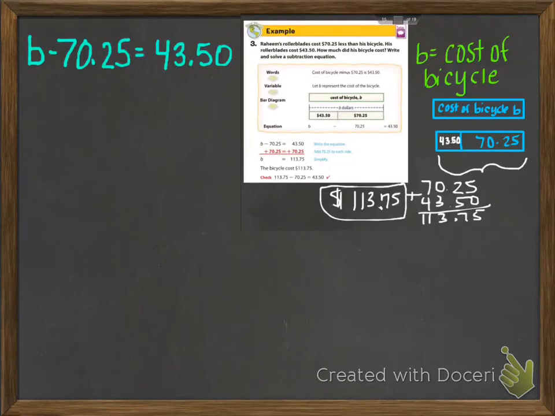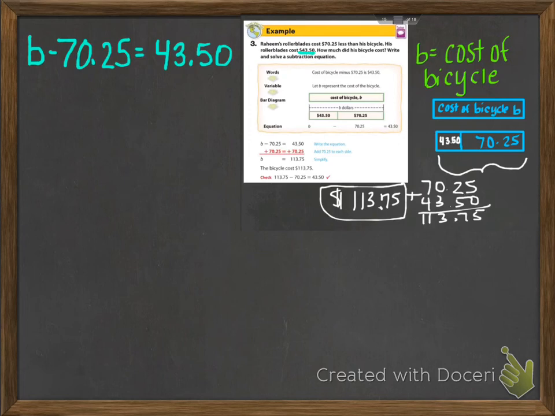So as you can see on the left-hand side here, I went ahead and set up the equation. Now, when you're looking at the word problems and you need to figure out what goes on each side, you want to think of it in terms of the right side and the left side. So the part where it says his rollerblades cost $43.50, that makes you understand that that number is what's on its own after the equal sign. Then everything else, when it says Raheem's rollerblades cost $70.25 less than his bicycle, that's going to be on the other side with the variable because it's less than the unknown. Does that make sense? Hopefully it does.